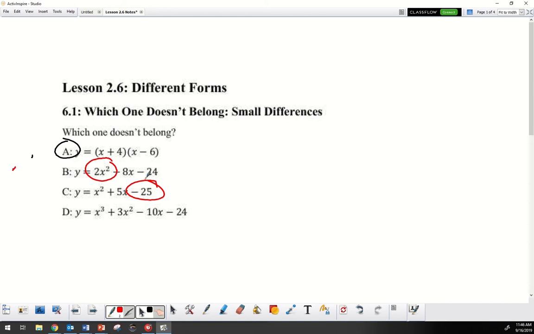Anyone say D? A whole bunch of D's. Go ahead. Because it has an x cubed. Very good. So this one's got the highest degree here, right? So there's an x cubed. Very good. All right. So you guys write in for each one of your answers. Whatever answer you chose, I'm hoping that you actually put the reason why.